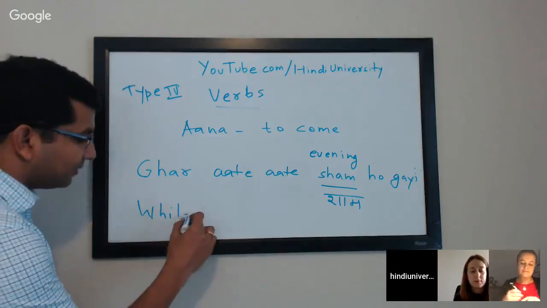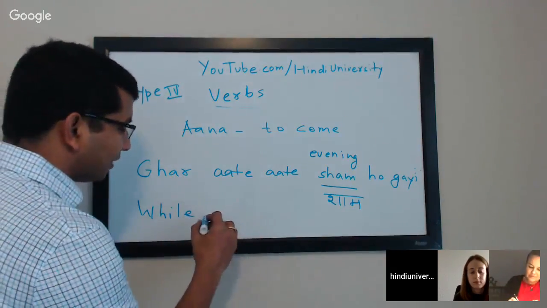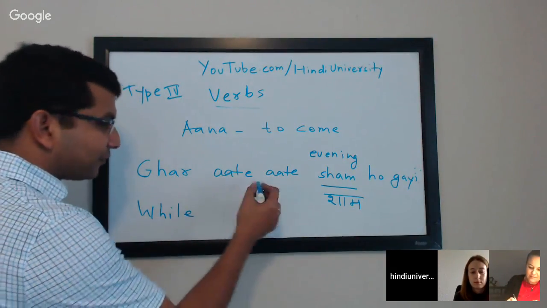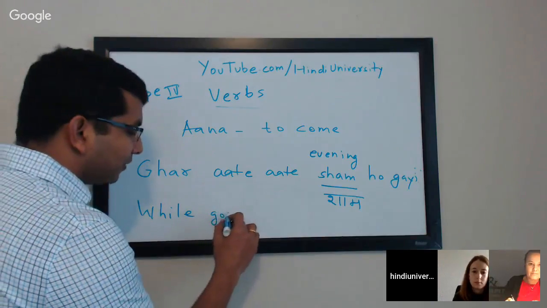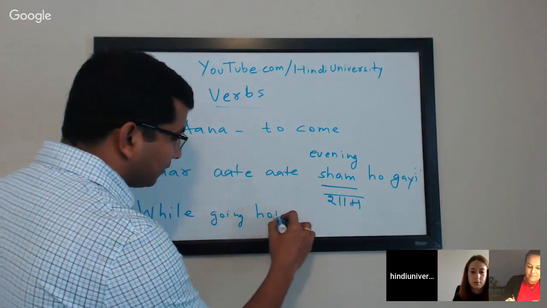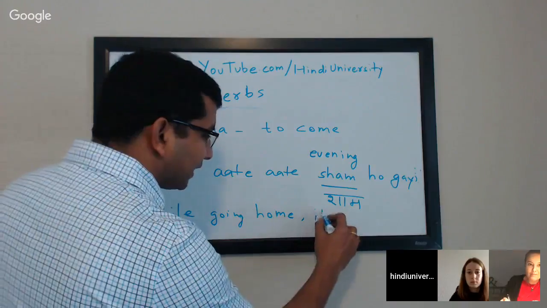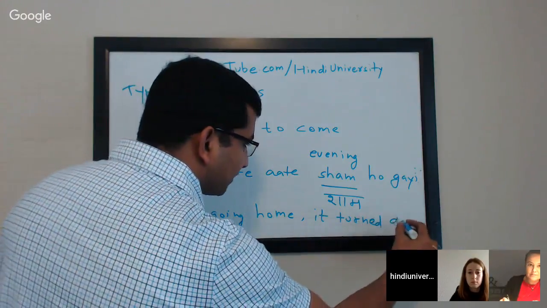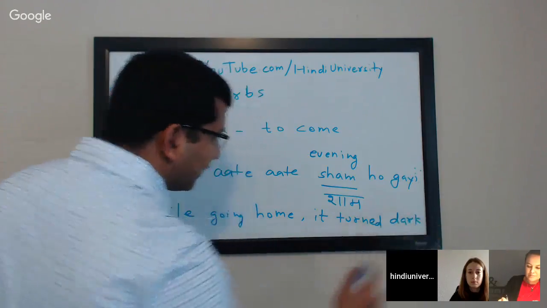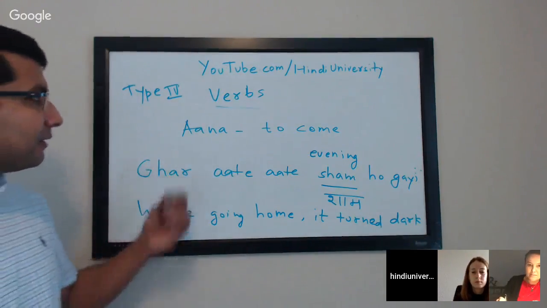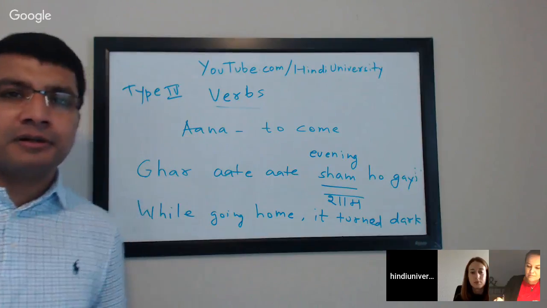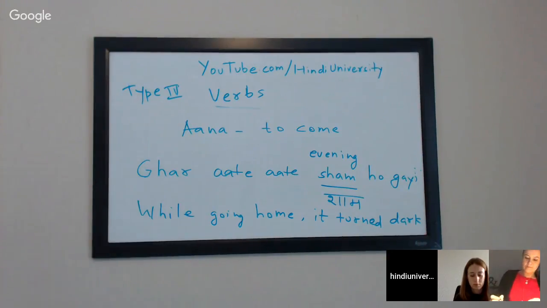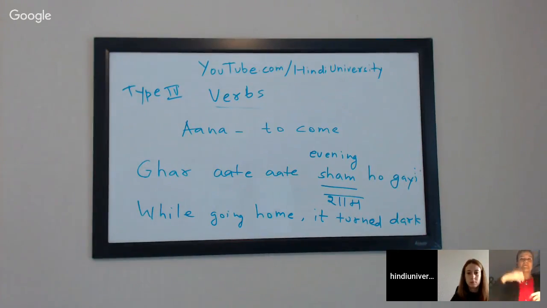While going home, घर आते आते, and जाते जाते, if you're saying जाते जाते, while going, it turned dark or it became evening. Okay, so I hope this is clear how to use verbs also in the reduplication sense. Let me see if there are any questions before we do the final one.